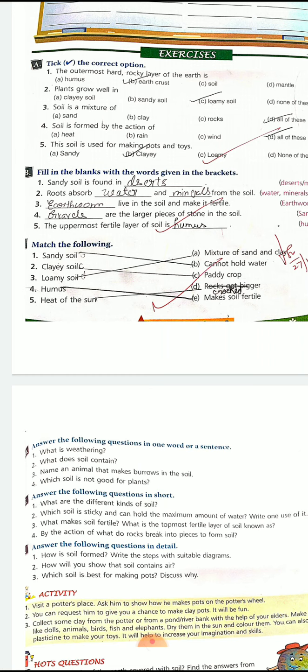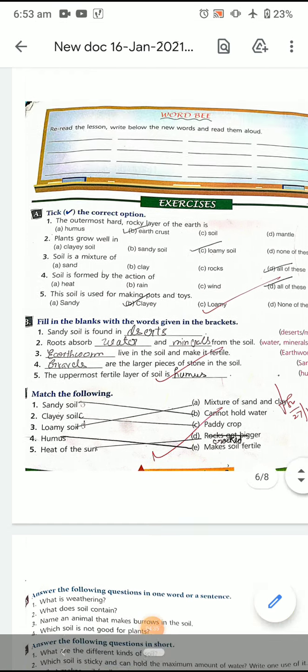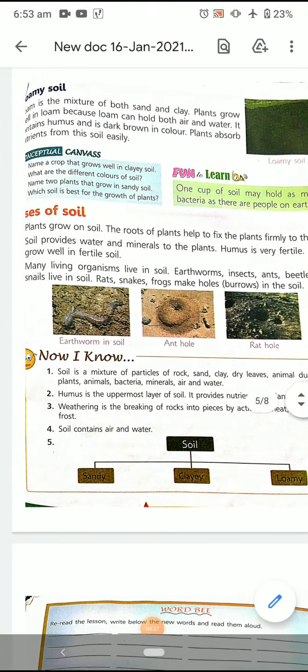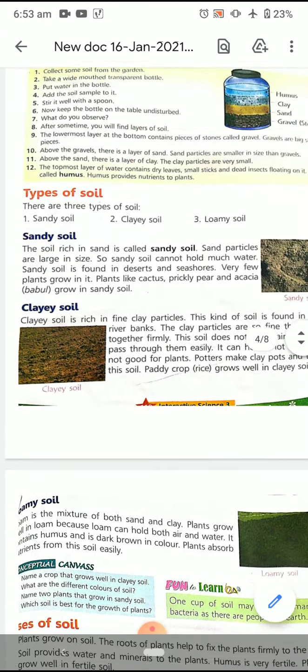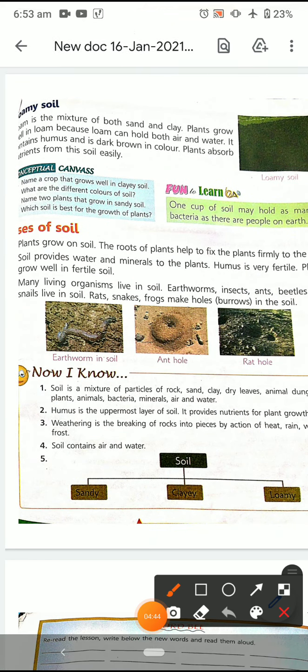Now let's discuss one word answers. What is weathering? One word or a sentence. If you come up to page 119, the third point: weathering is the breaking of rocks into pieces by the action of heat, rain, wind and frost.